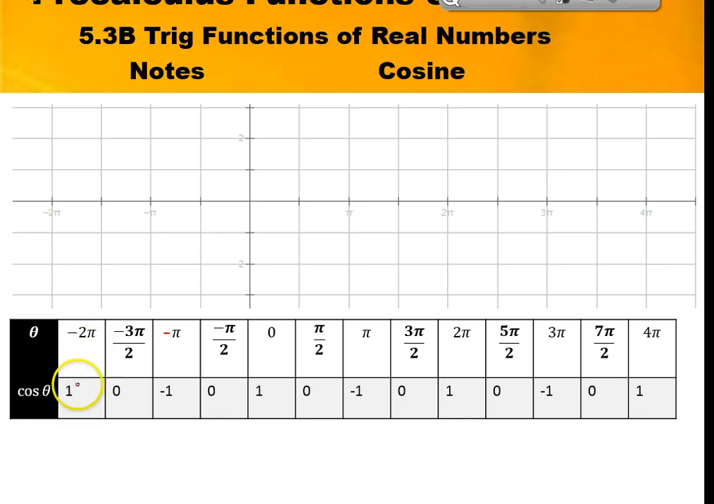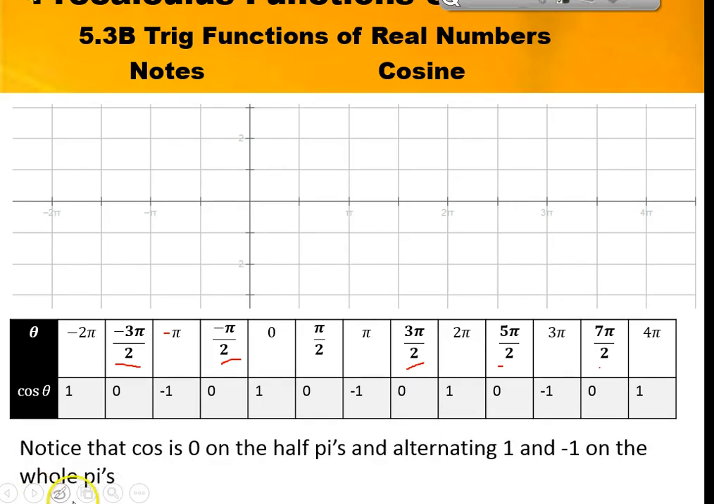Okay, so it looks like here, let's see if we see a pattern. It's 0 this time on the over 2's, right? So at all the over 2's or the half pi's, it's 0. So that's the opposite of sine, right? Sine is 0 on the wholes. This is 0 on the halves. And then it looks like alternating 1 and negative 1 on the wholes. So I wrote that down. So notice that cosine is 0 on the half pi's and alternating 1 and negative 1 on the whole pi's. Alright, so now again we're going to graph this.